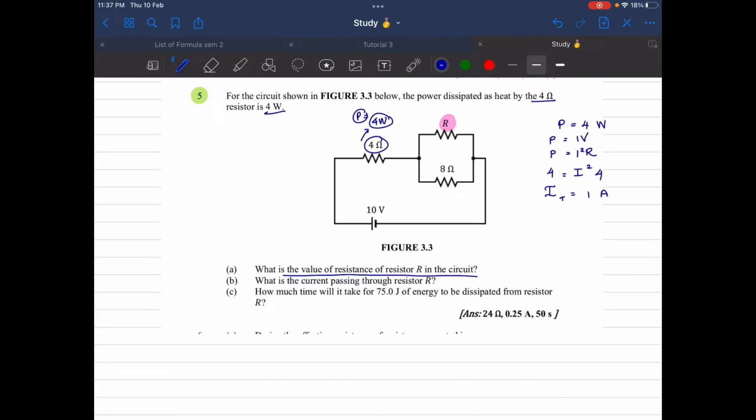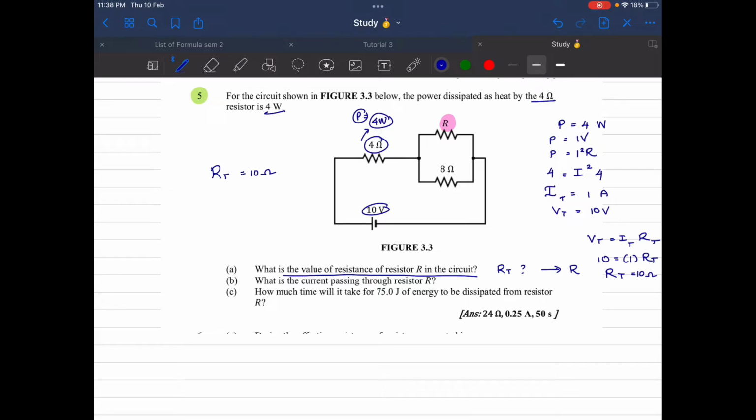Okay, so remember our aim is to find R total dulu berapa, baru dia dapat R kita. Okay, so Miss ada I total, Miss ada V total iaitu 10 volt. So I think I can use V total equals to I R total. So V is 10, I total is 1. So you get your R total to be 10 ohm. Okay. So R total adalah 10 ohm.